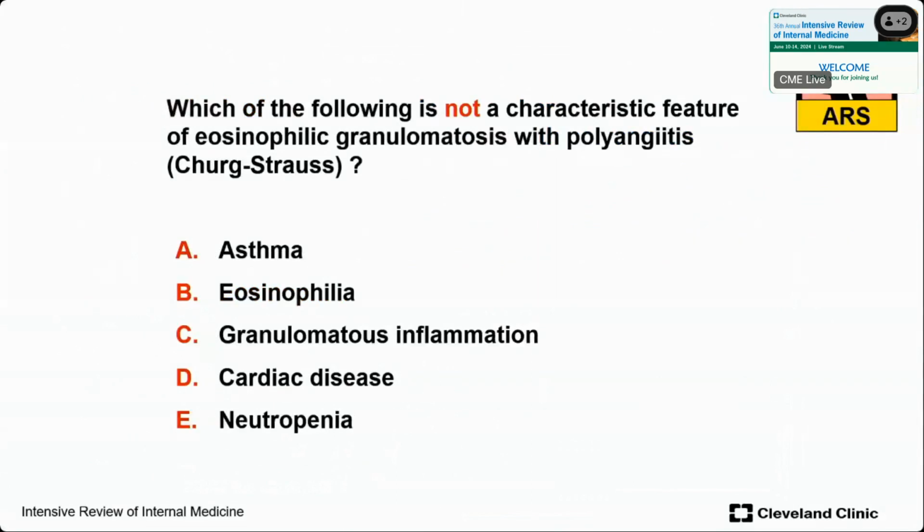So which of the following is not a characteristic feature of eosinophilic granulomatosis with polyangiitis, Churg-Strauss? Is it A, asthma, B, eosinophilia, C, granulomatous inflammation, D, cardiac disease, or E, neutropenia?